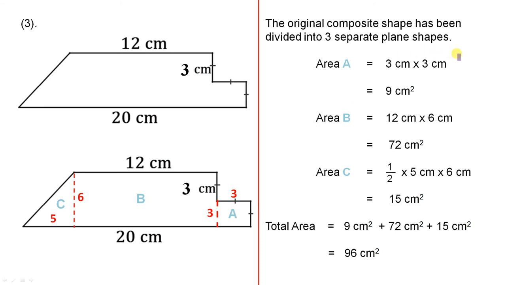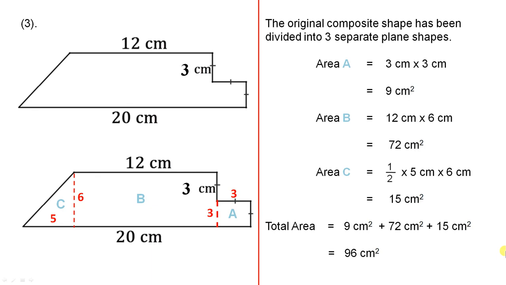So the original composite shape has been divided into three separate plane shapes. Area A is 3 centimetres by 3 centimetres, which is 9 square centimetres. Area B is 12 centimetres by 6 centimetres, which is 72 square centimetres. And area C, which is a triangle, is half times 5 times 6. Each of those are centimetres, which is 15 square centimetres. So the total area, you add those three separate areas and we get 96 square centimetres.